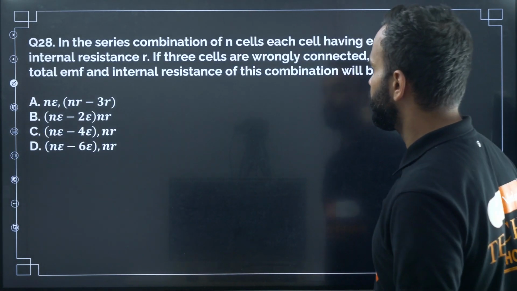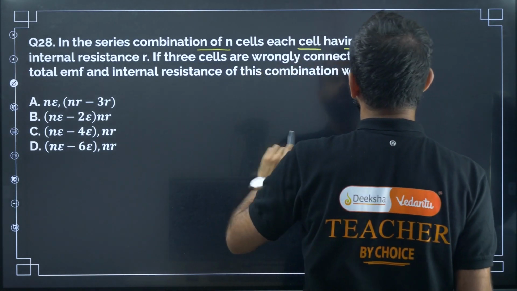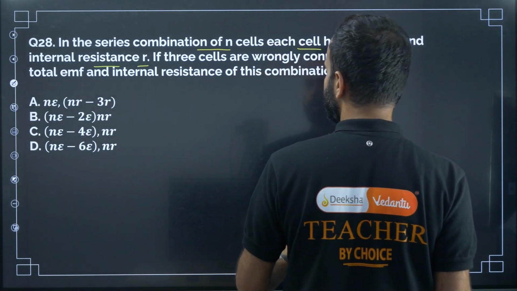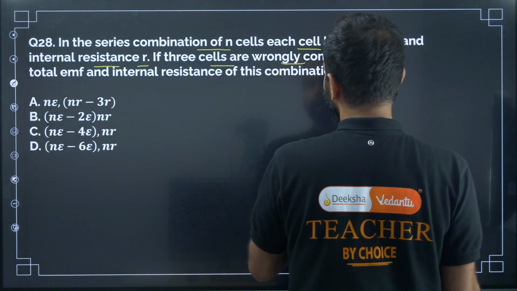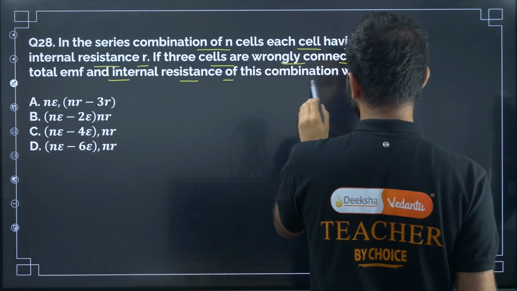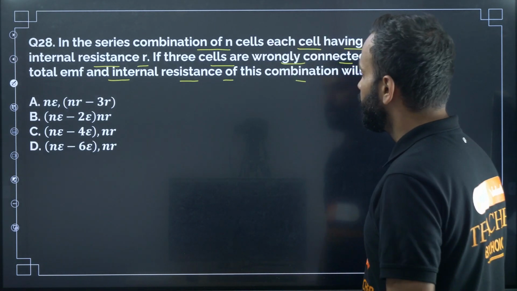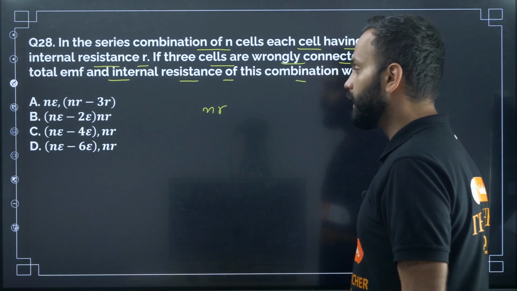Next question, question number 28. In the series combination of n cells, each cell having EMF E and internal resistance R, if 3 cells are wrongly connected, then the total EMF and internal resistance of this combination is... So total resistance is nR. Let us find the total EMF.